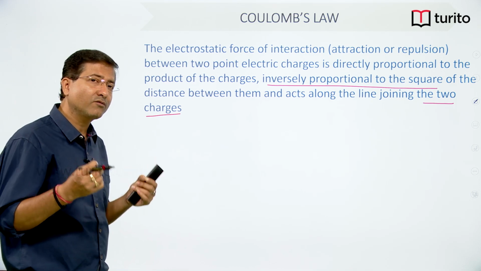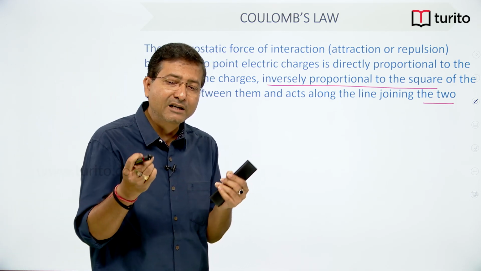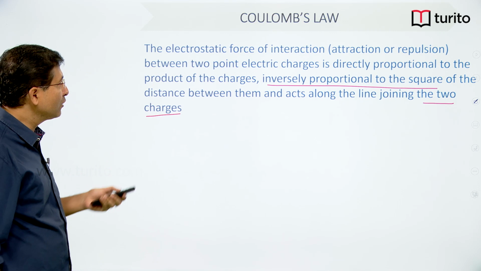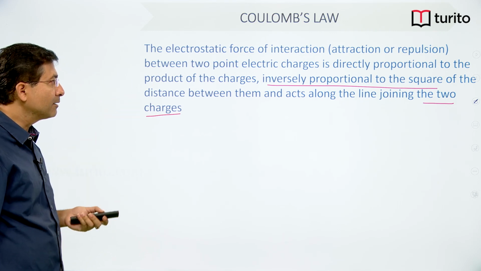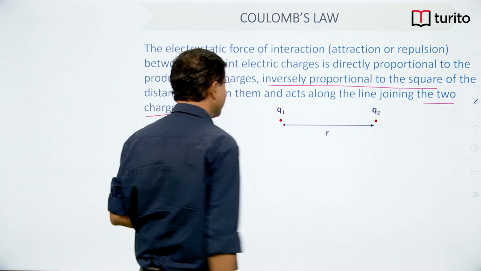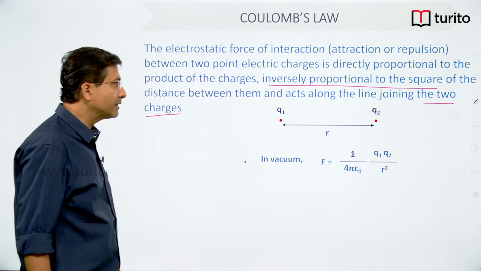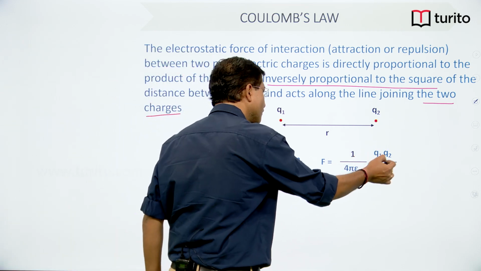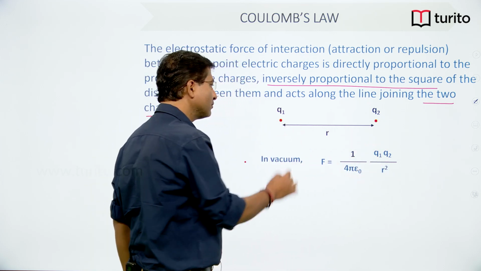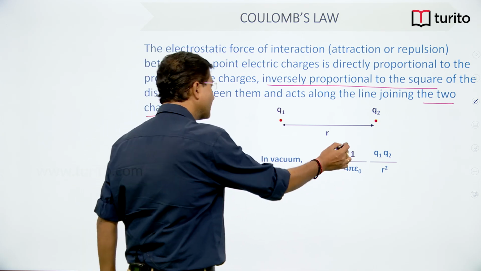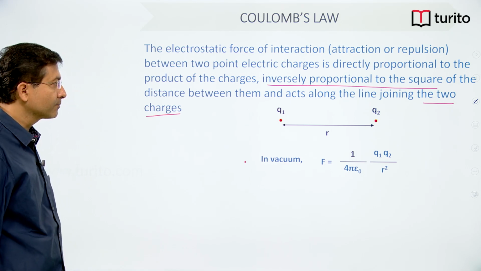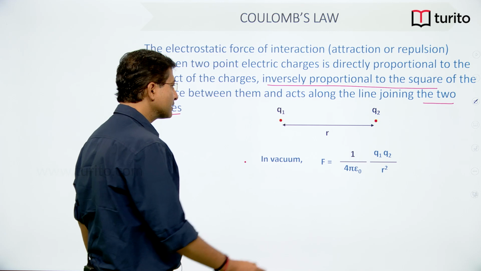So, Coulomb was the first one to provide the magnitude of the interaction between two point charges. If I write this in mathematical form, the force of interaction is given by the product of the magnitude of their charges and inversely proportional to the square of separation between them, and this is the proportionality constant, 1 upon 4 pi epsilon naught, right. Now, what is this?